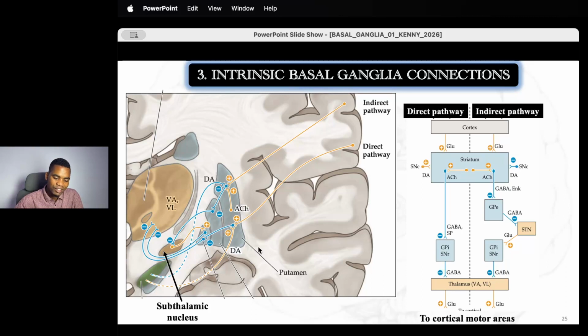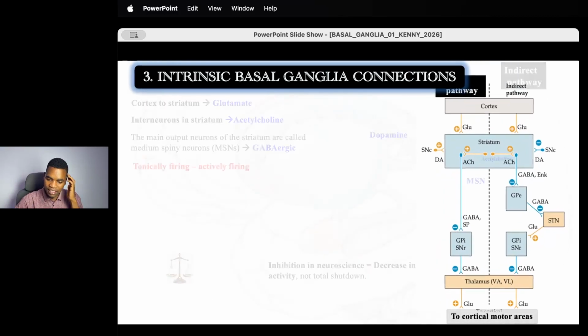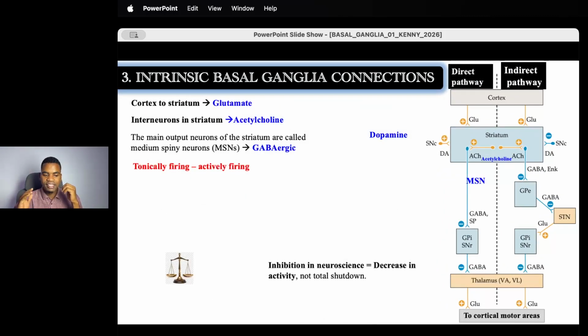And then from the internal segment is where this information can go to the thalamus. So this is called an indirect pathway, because it goes through a series of nuclei before it finds an output. So let's dive into neurotransmission. This is what happens, but let's see the neurotransmission of this indirect pathway.